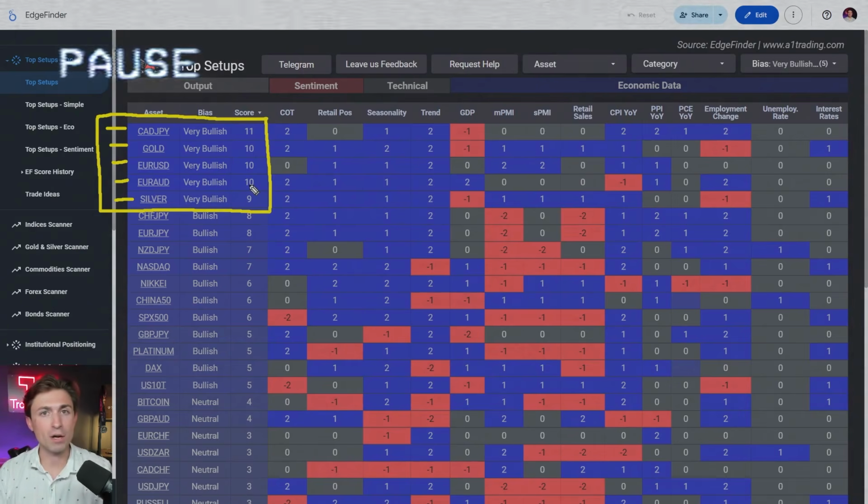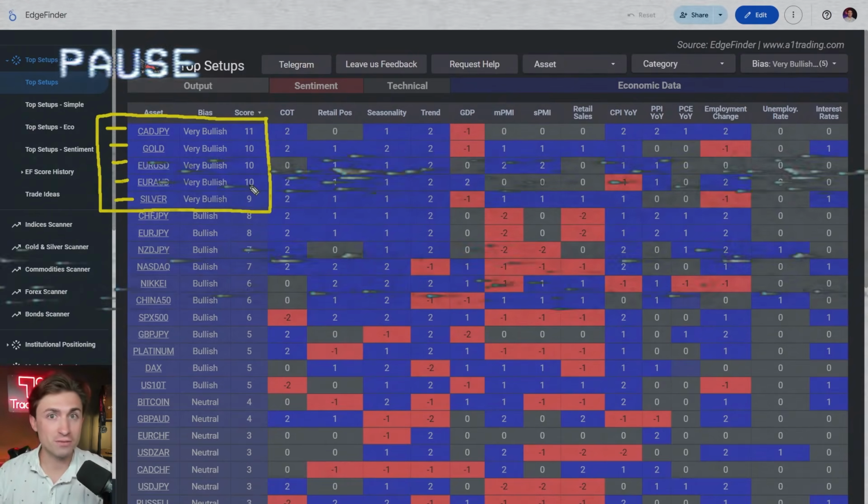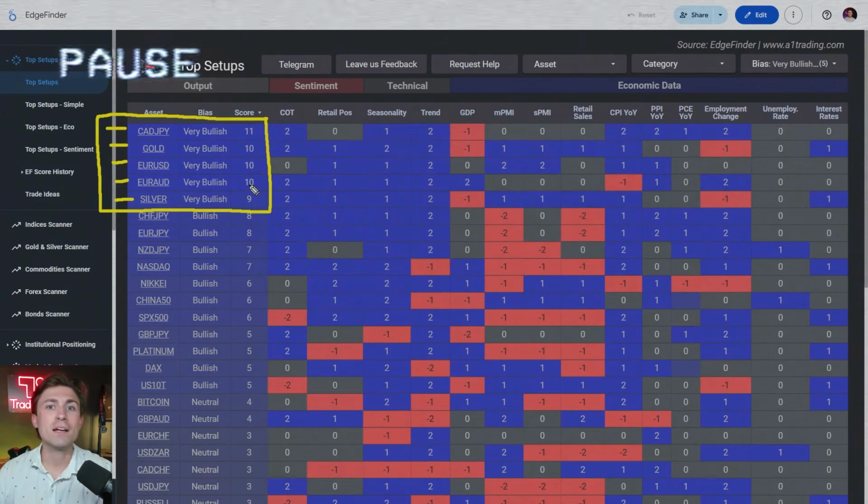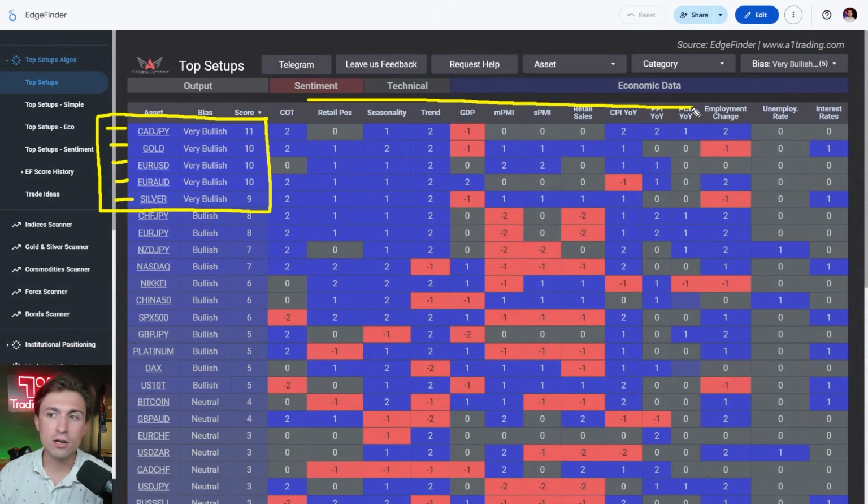Now, I want to pause right there. That does not guarantee that these things are going to move higher, and it does not guarantee that they're going to move higher in the next 5 seconds. It's simply telling us that our set of indicators here generally directionally is suggesting upside rather than downside. Again, that's not a guarantee. Nothing is a guarantee.